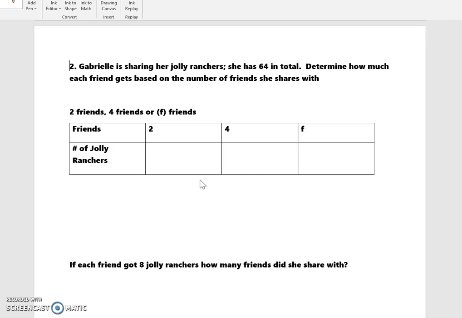So in the table, I'm going to figure out values based on the number of friends we share with. If I'm only sharing with 2 people, I'm going to take the 64 and divide that by 2. I'm going to set up my division here. 2 goes into 6 3 times. And 2 goes into 4 2 times. So the number that each friend would get would be 32.